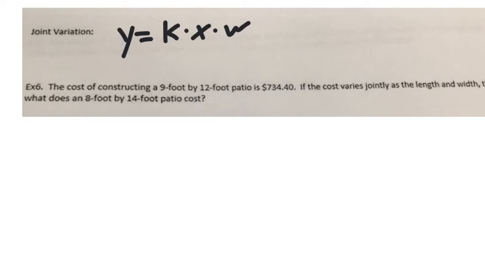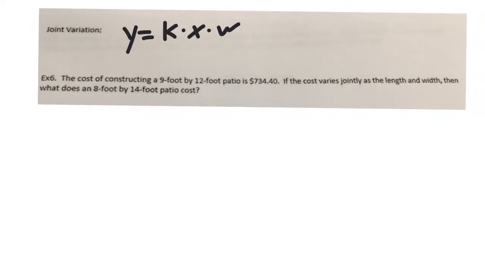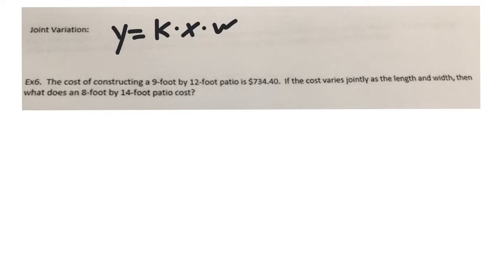The cost of constructing a 9 by 12 patio is $734.40. If the cost varies jointly as the length and the width, then what does an 8 by 14 foot patio cost? Because essentially, what are we doing here? Multiplying the length by the width. We're finding the area. So the area we need to cover changes as both the length increases or decreases and the width increases or decreases. So again, it's kind of common sense that you would need both of those to find the cost.